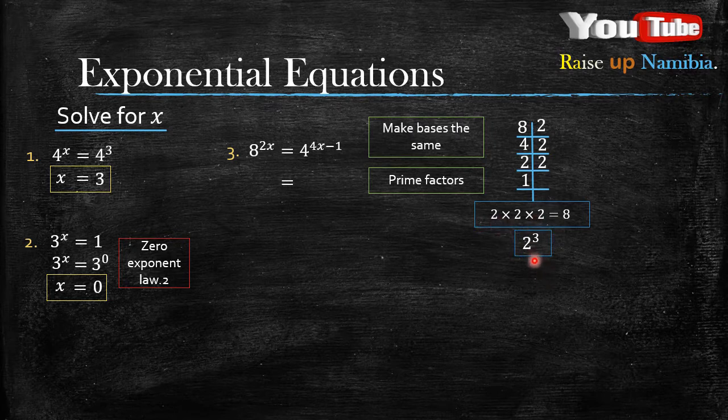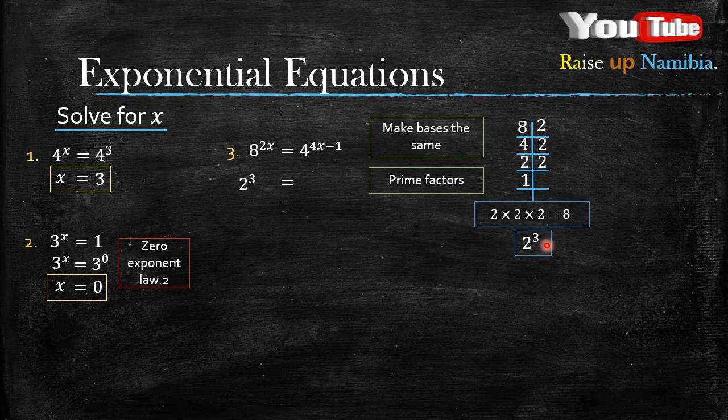Now, how do I know it will look like this? Look at the number being multiplied by itself here. What number is it? It's 2. That's why our base is 2 here. Now, how many times is it being multiplied by itself? 1, 2, 3. That's why our exponent is 3.